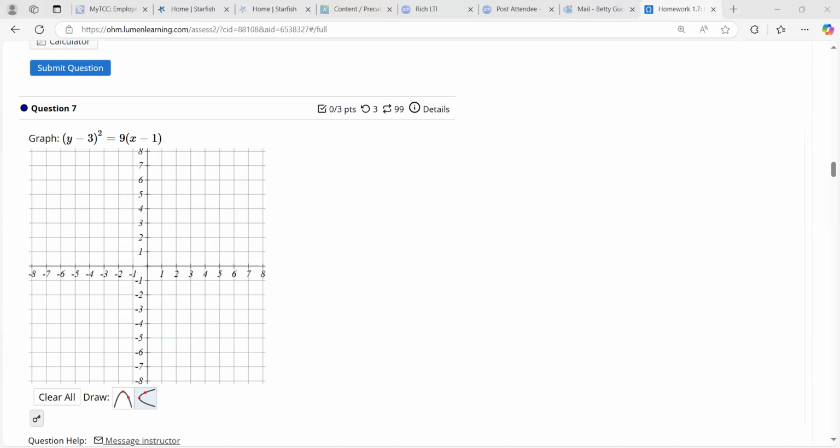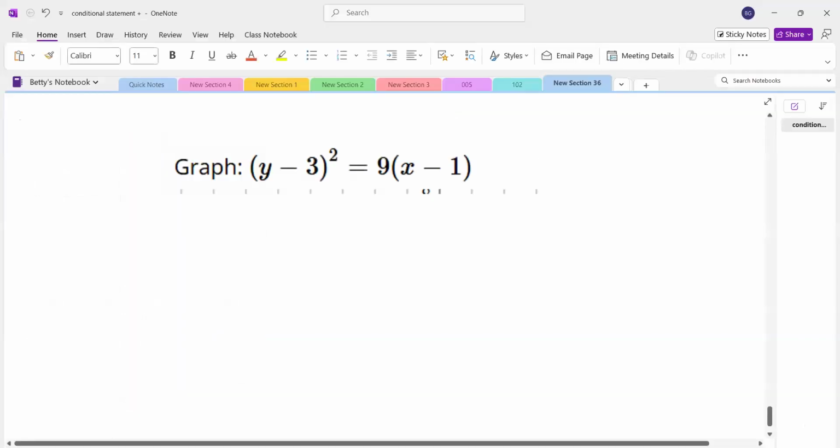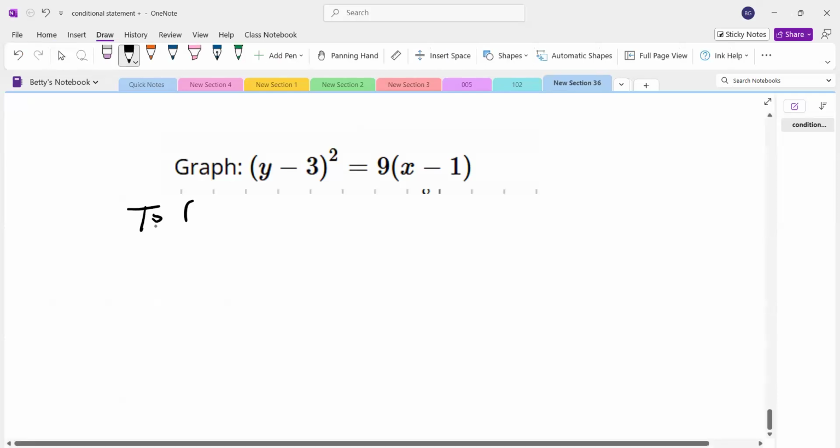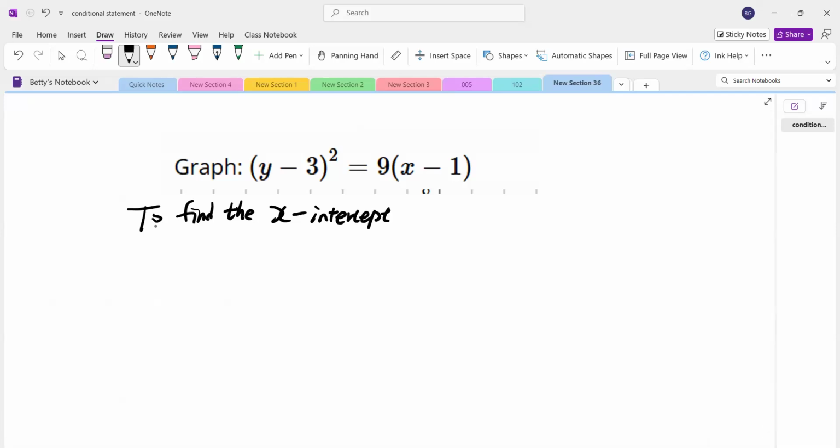And I have to stop sharing that and share a different app here. So we are going to find the x-intercept. To find the x-intercept, make y be 0 in the equation. Okay, let's plug in y equals 0.